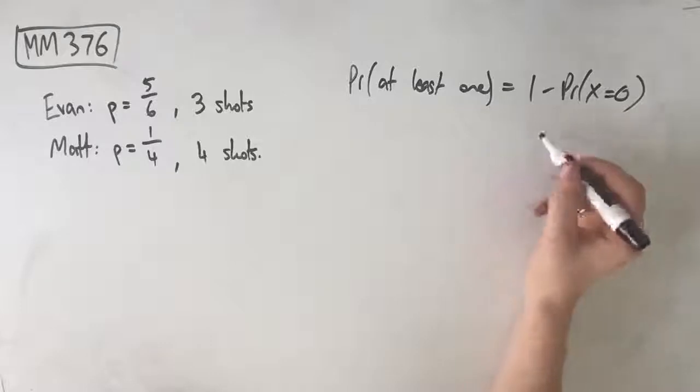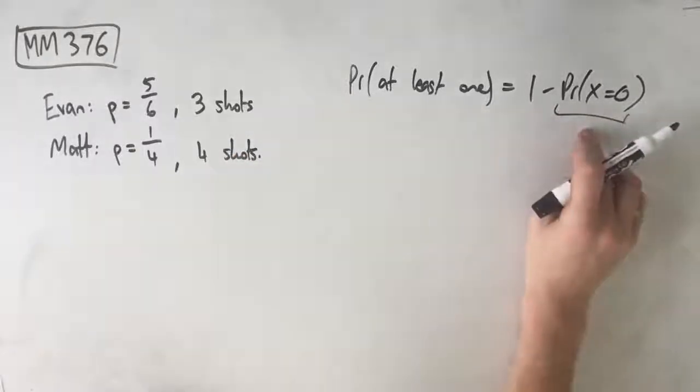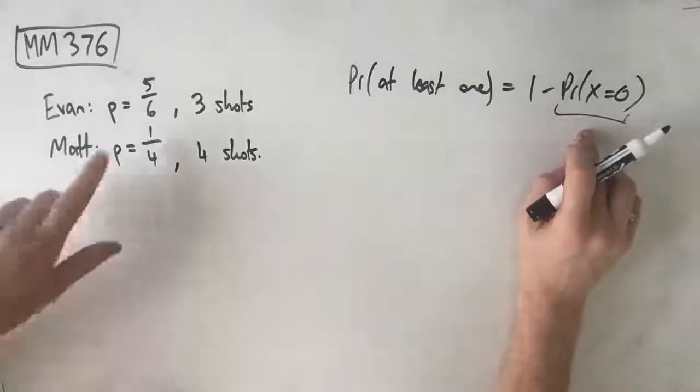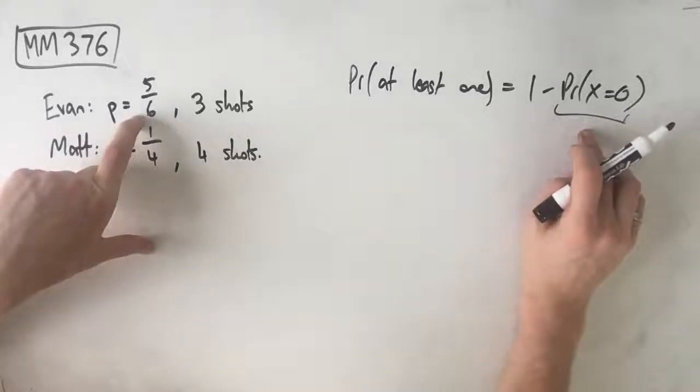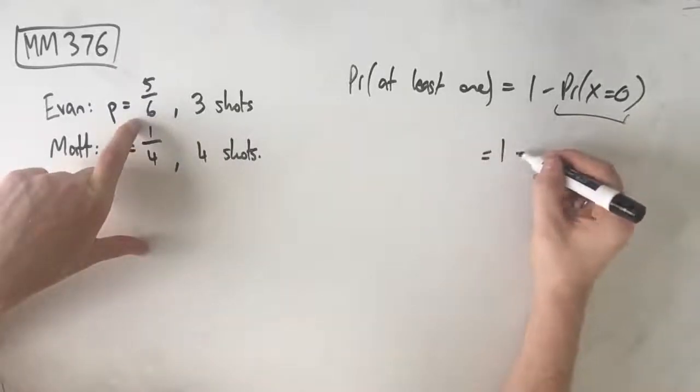But what we need to figure out is what's the probability out of 3 shots that I take that I don't make any of them. If I've got a 5 in 6 chance to score 1, that means that I have a 1 in 6 chance to not score them. So that means that we're doing 1 minus.